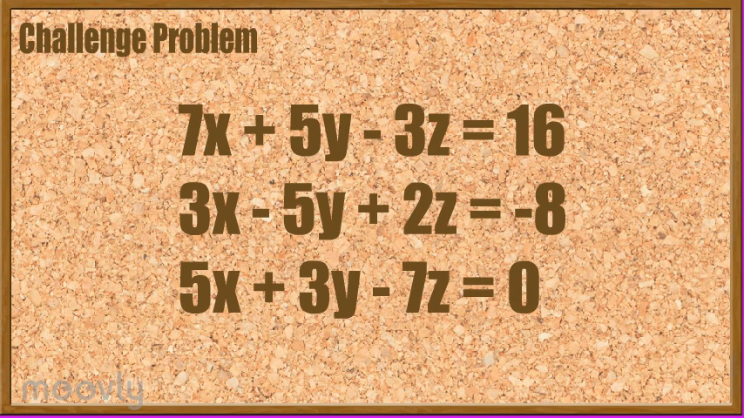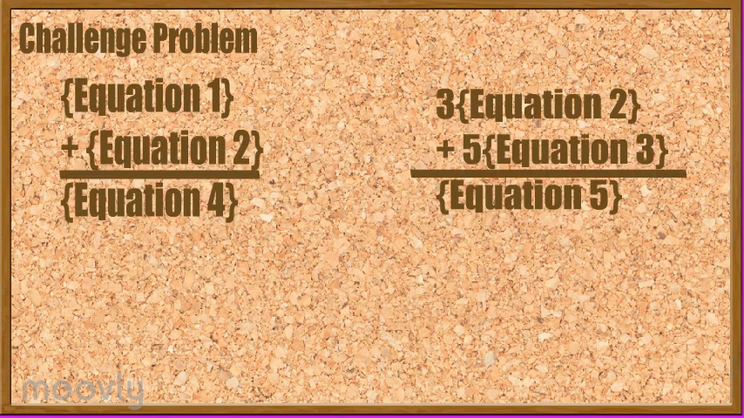Now for a challenge problem, we have 7x plus 5y minus 3z equals 16, 3x minus 5y plus 2z equals negative 8, and 5x plus 3y minus 7z equals 0. First, you need to decide which variable you will eliminate. It makes no difference which one you choose, so let's eliminate y first, because we have a positive 5y and a negative 5y. To do this, it's better to use equation 1 plus equation 2 equals equation 4, and 3 times equation 2 plus 5 times equation 3 equals equation 5.